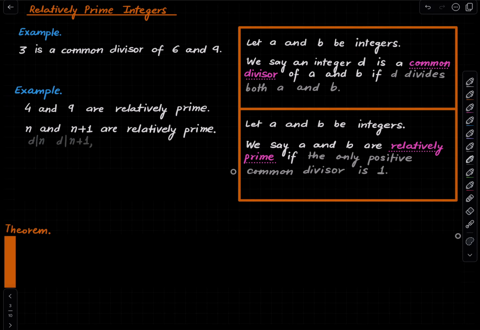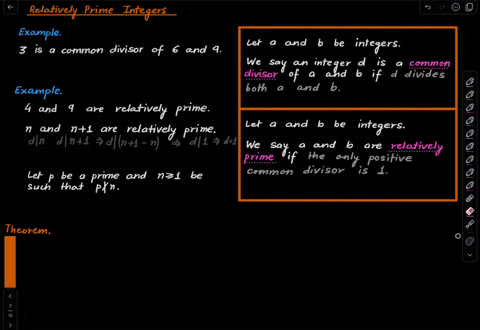Right? But if d divides both of them, then d divides their difference. So this means d divides 1. And since d is positive, this means d is equal to 1. Right? So if you take a positive integer which is a common divisor of n and n plus 1, you will see that it divides 1 and hence it is equal to 1, and therefore n and n plus 1 are relatively prime. This was intuitively obvious. How can two integers very close to each other share a common divisor? That just doesn't sit well with our intuition. But here is a proof of it.